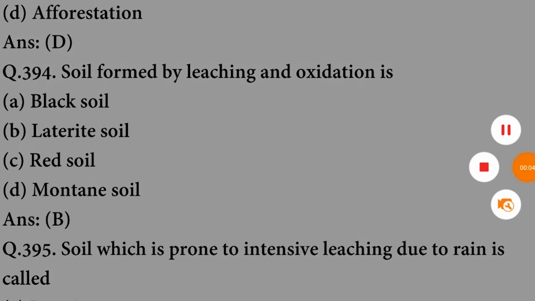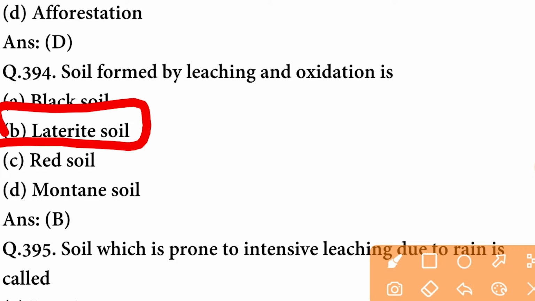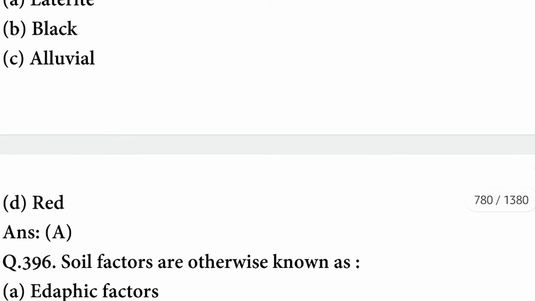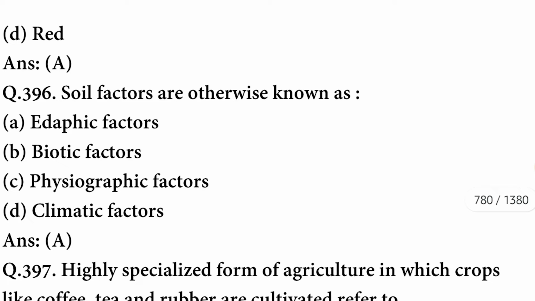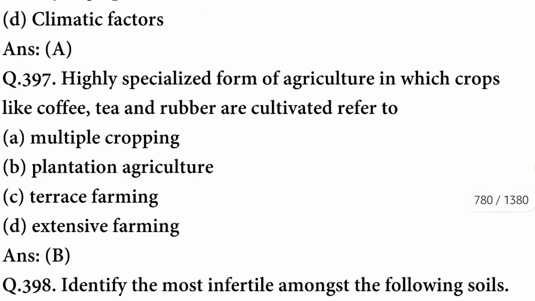Soil formed by leaching and oxidation is laterite soil. B option is correct. Soil which is prone to intensive leaching due to rain is called laterite. Soil factors are otherwise known as edaphic factors. A option is correct.